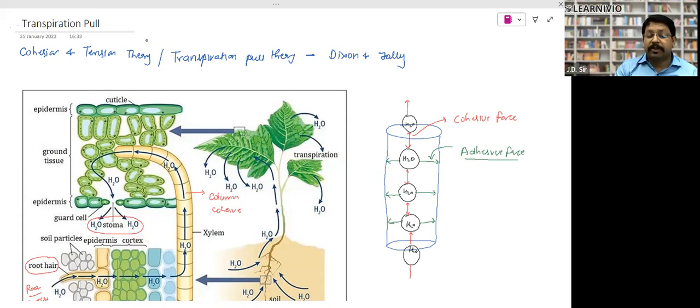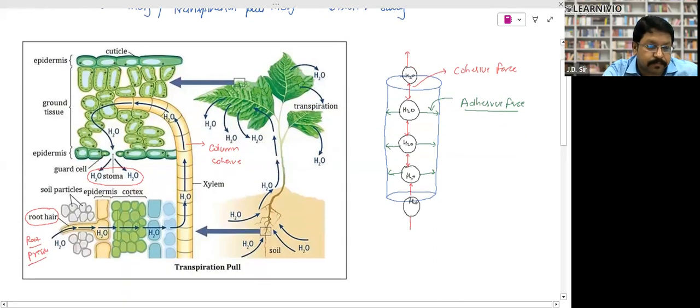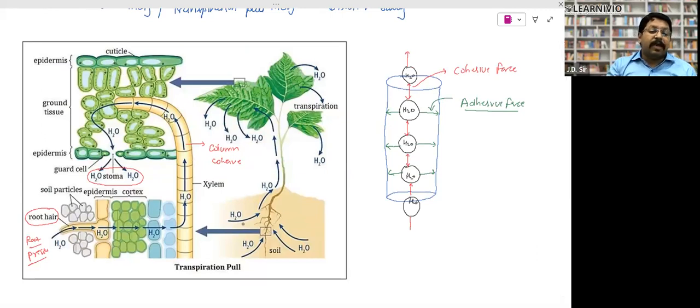So the first thing you have to remember, even this question I've been asked: Dixon and Joly gave the transpiration pull theory, right? So try to understand. This is a plant, right? The plant has a special kind of pipeline called xylem. Xylem takes water from the root of the plant to the top of the plant, right? These pipelines. But how does the water reach the top? So try to understand.